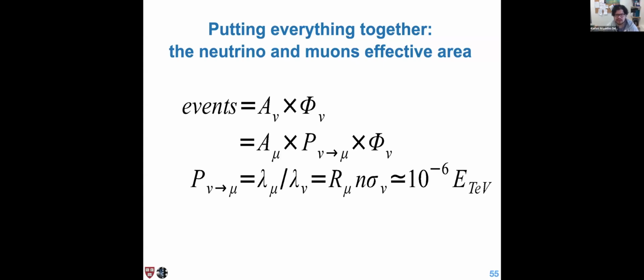And so that's going to be the range of the muons times the number density of the neutrino cross section. And the convenient fact is that that's about 10 to the minus 6 at a TeV, and it scales linearly with energy to first order. Okay, so that's the conversion probability from neutrino to muon. And so then the effective area is going to be your geometrical muon acceptance area times your probability of survival of the neutrino from Earth to detector times this conversion probability of neutrino to muon.